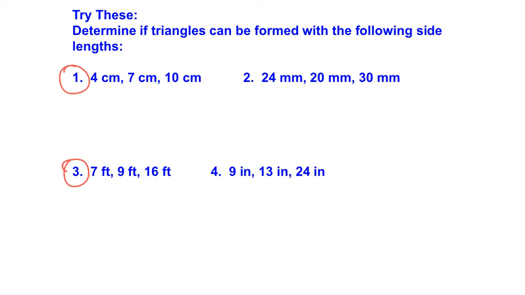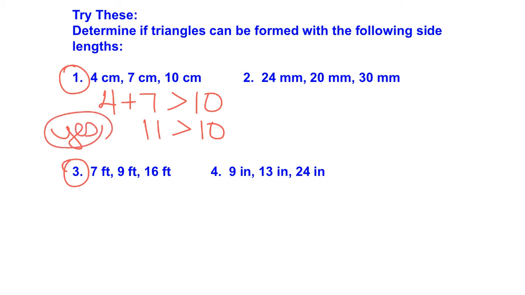So according to what we did, 4 plus 7, being the 2 small sides, must add to be greater than the third side. 4 plus 7 is 11. Is 11 greater than 10? Yes. Those 3 sides can form a triangle.